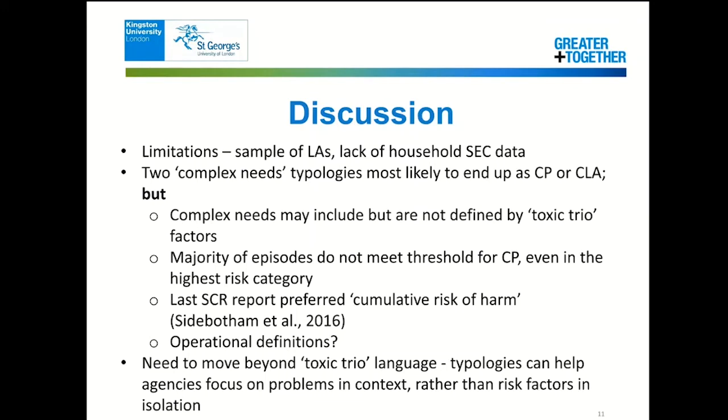Now, there has been a lot of unease already in the sector and in the field about the terminology of toxicity, if you like. And as I mentioned, the phrase originally became well known because of the serious case reviews, but the authors of that have recognised that it may be counterproductive to use it. And in the last serious case review report, they prefer the term cumulative risk of harm, and I'd argue that the evidence here supports that.